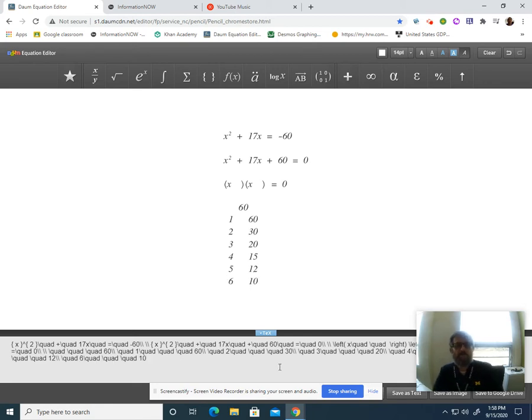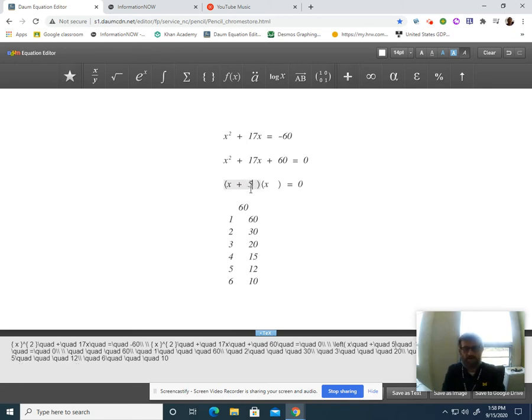And again, if your arithmetic skills are a little slow, it's just something you've got to work on. You've got to get these kind of basic facts down. Now again, I'm looking for something that multiplies to give me 60. I know they're both positive because they multiply to give me a positive and they add to give me a positive. So I'm adding them together, and I've got to get 17. So that one's right down here at 5 and 12.